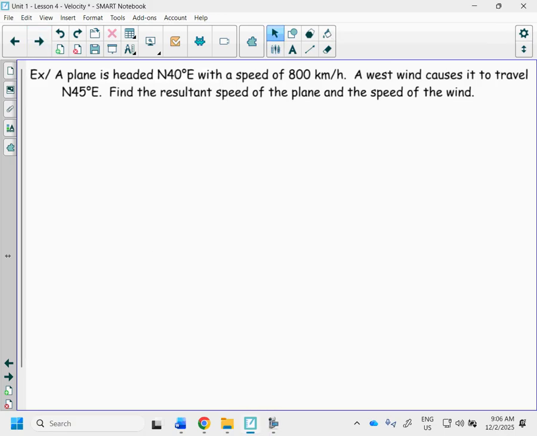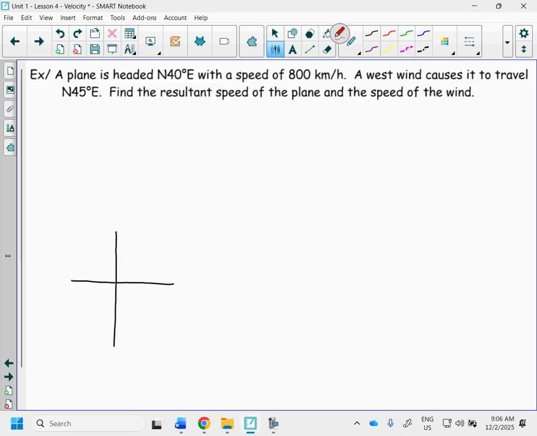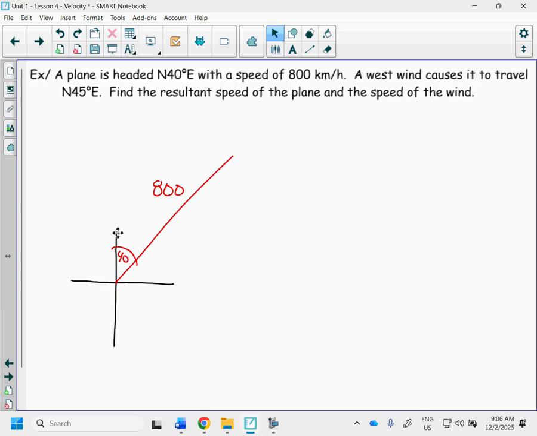Our plane is heading north 40 east. There's our compass direction again. So this time our plane is starting at north, but going 40 to the east. So I know the angle inside is 40. And its speed is 800 kilometers an hour. A west wind. So that's telling us the wind is blowing from the west. Causes it to travel north 45 east. So here's my west wind.